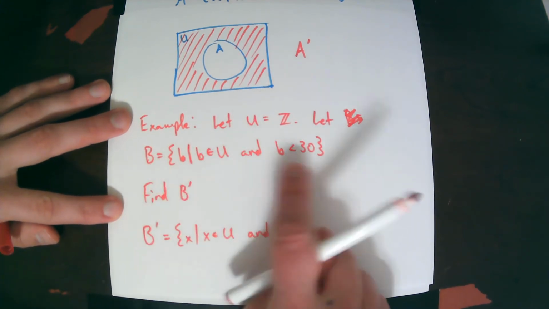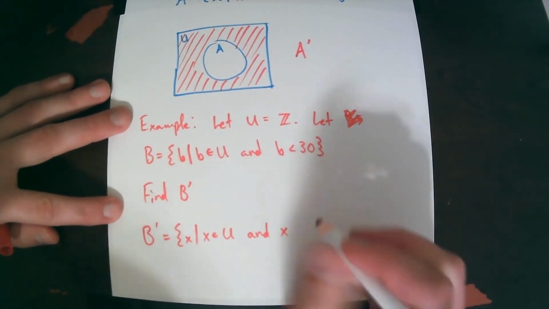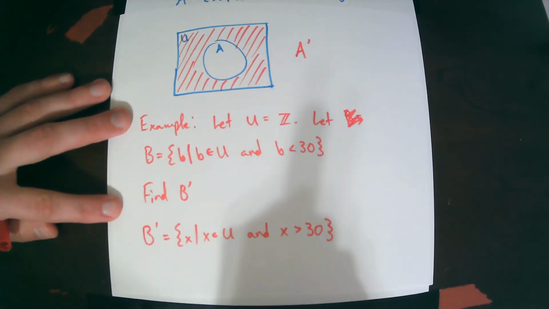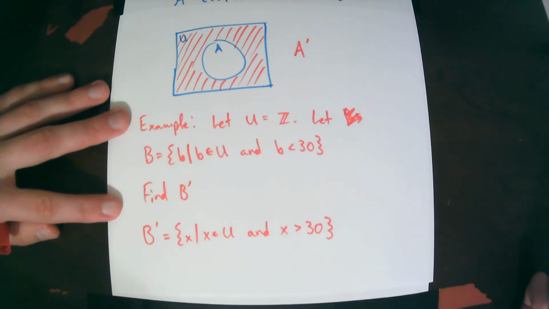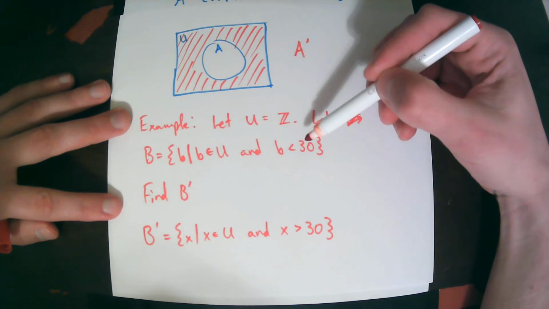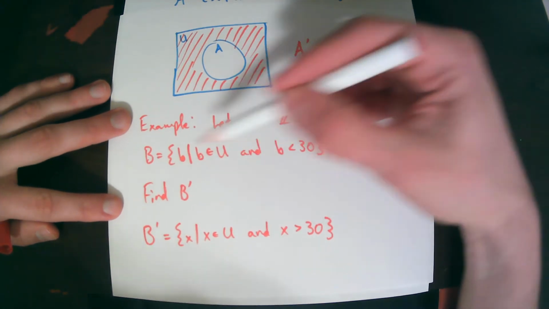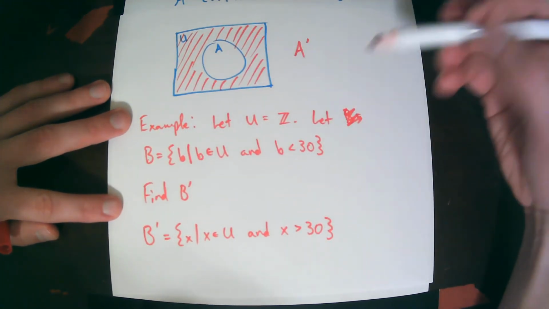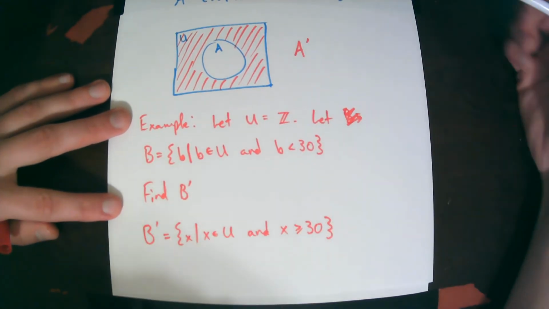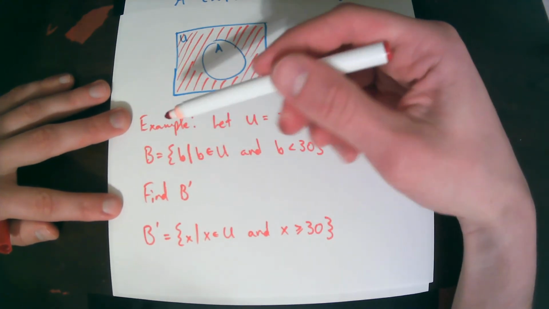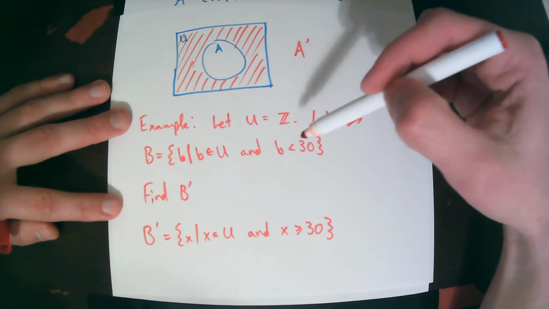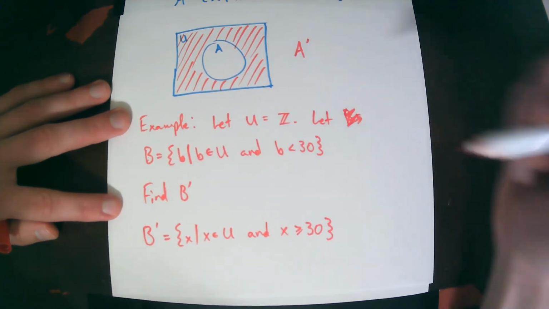I don't want the integers less than 30, I want the exact opposite. Greater than 30, but that's not completely correct. There's one little thing missing. Can you think of it? All of the integers less than 30, that's 29, 28, 27, all the way down to all of the negative numbers. 30 is not in this set, so 30 must be in this set. So B up here is the set of all integers up to 30, but not including 30.